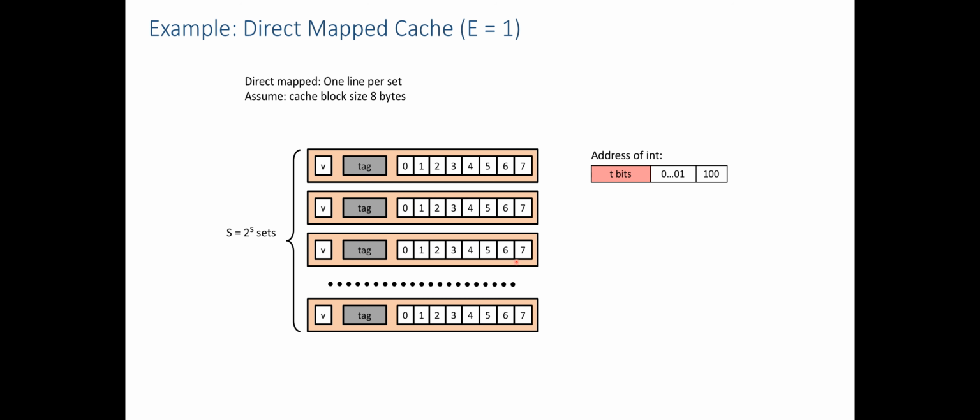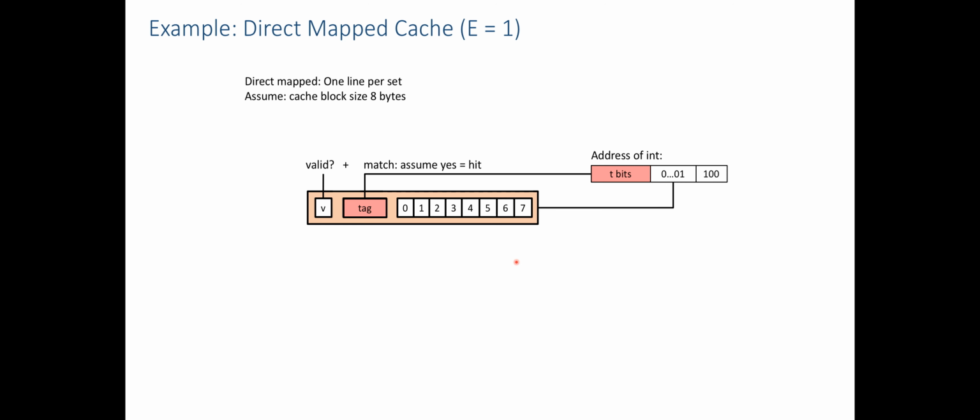Now, if we had a direct map cache where E was only 1, then the system would work like this. These are used sometimes because they have fast access, really fast access. So you find the set you need, then you check to see if the tag bits match. If they do, you have a hit as long as the valid bit is set. And then you go and access the block.